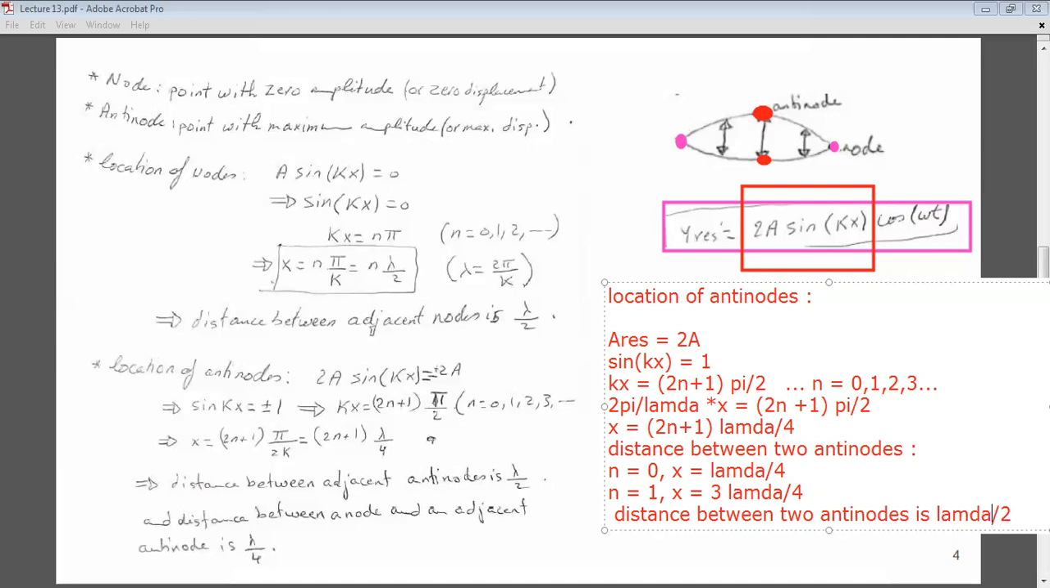However, the distance between one node and one antinode is lambda over 4, because you can do it by just taking n is 0. This will give you lambda over 4. However, in the other case, n is 0 would give x equal to 0. So the distance between 0 and lambda over 4 is lambda over 4. Okay.